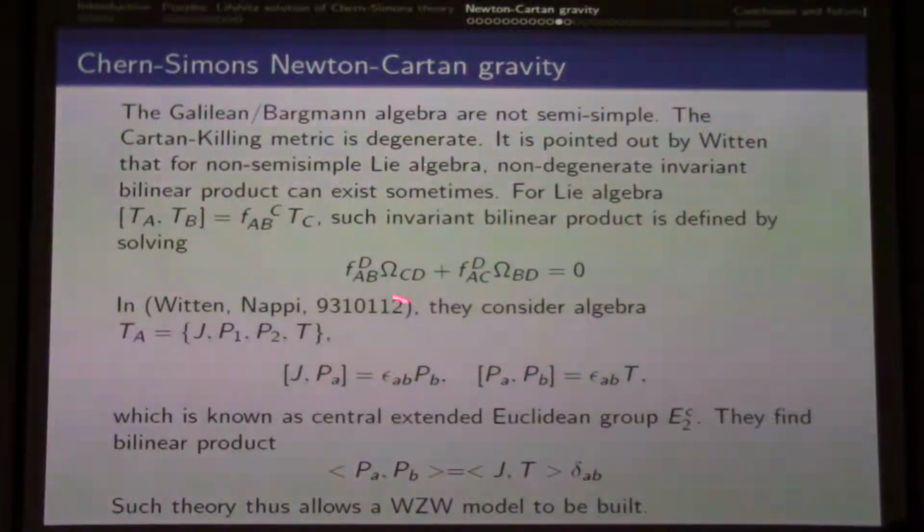What you have to do, as suggested by Witten and Nappi, is solve the invariant bilinear product equation. This equation means that if there exists a bilinear product on the algebra, I operate it with some algebra generators, and this operation is invariant, which means it is invariant under the algebra action. They then gave an example of how this works, called the centrally extended Euclidean group, usually denoted E(2)C. It contains the rotation part and the central part. They find that the bilinear product is of this form, which means you can define a non-degenerate bilinear product, and then you can write down the Chern-Simons theory or the Wess-Zumino-Witten theory.